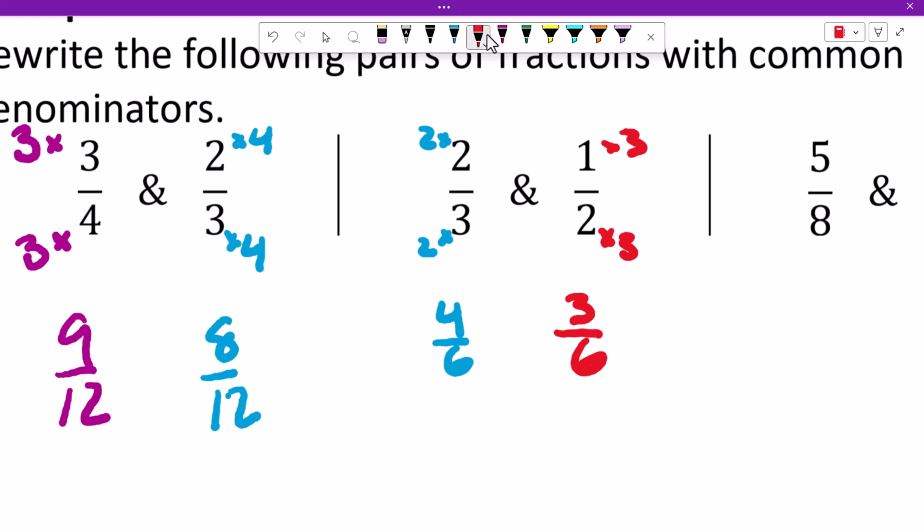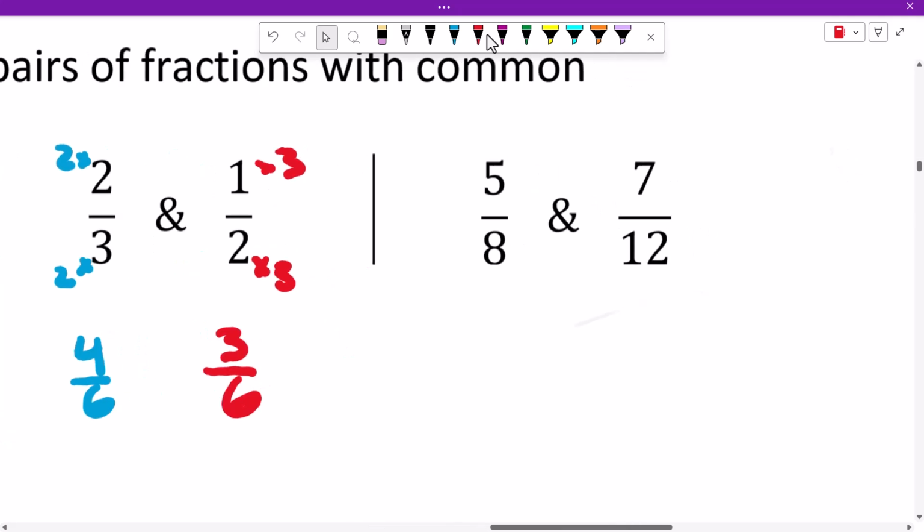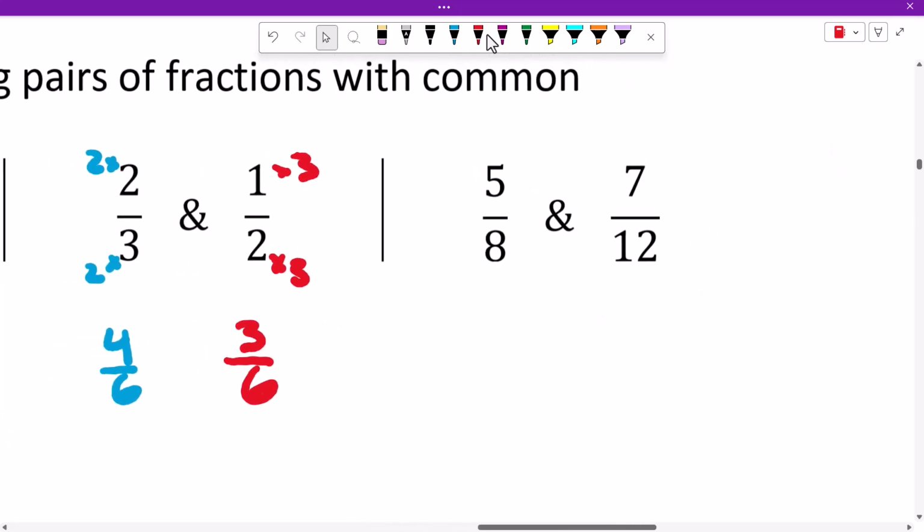But there's a problem with that method. Sometimes it gives you a really, really big number. For example, in the next one over here, to figure out a common denominator, we could multiply by the opposites. We'll multiply the left side by 12, and we'll multiply the right side by 8. It will work. I will not mark you wrong if you do that. It is a strategy, and it's a valid strategy. But you end up with bigger numbers.